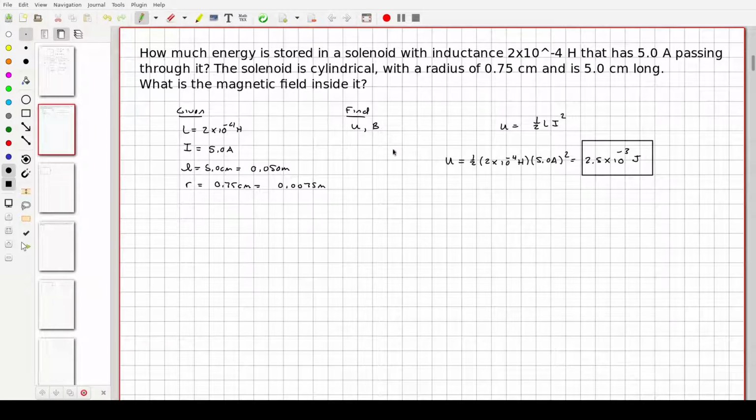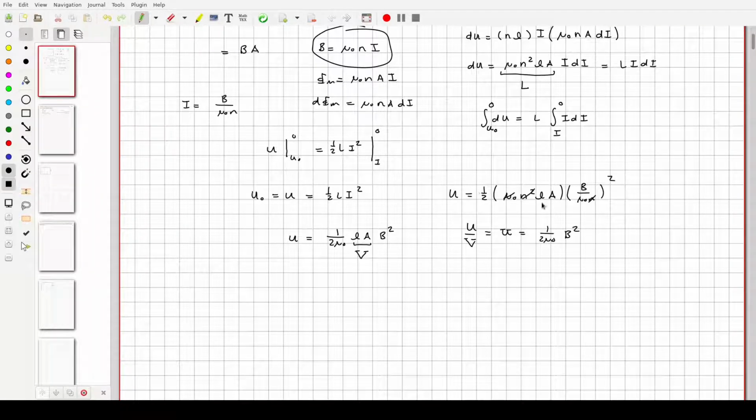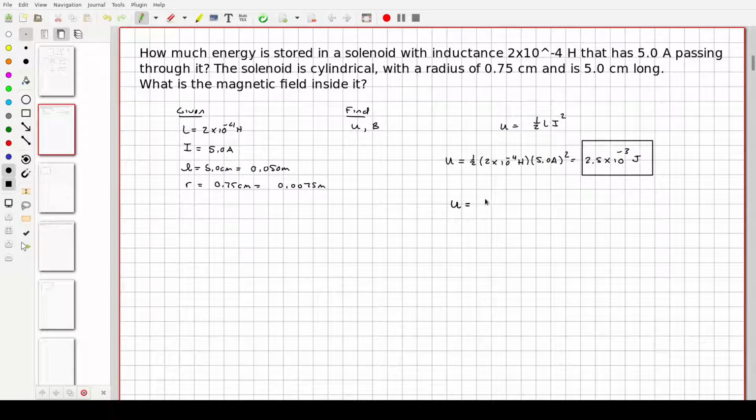The next question is, what's the magnetic field on the inside? The way to get the magnetic field would be to go down here and take a look at the relationship between energy and energy density right here. We know the energy inside a solenoid is just 1/2 mu naught times the length times the area times B squared, and we just found out U. So from this we should be able to find B pretty easily. So U is 1/2 mu naught L times A times B squared.